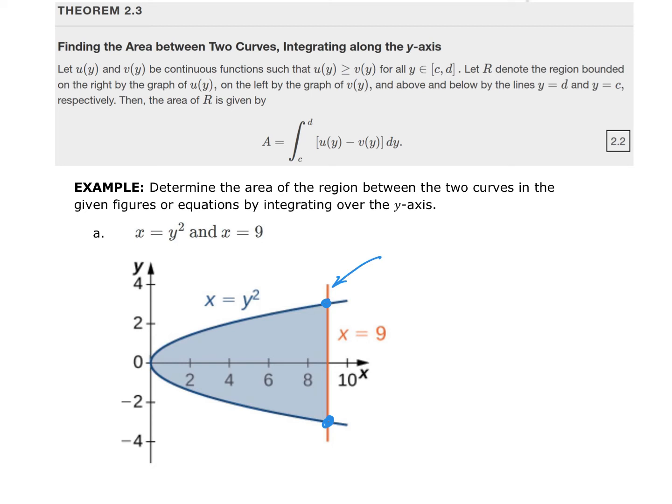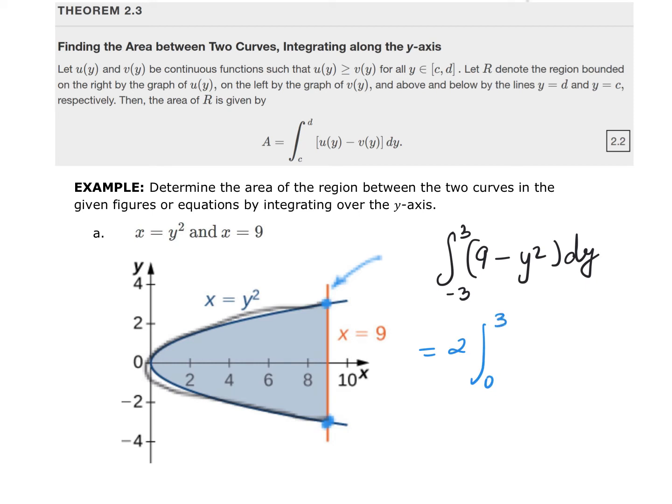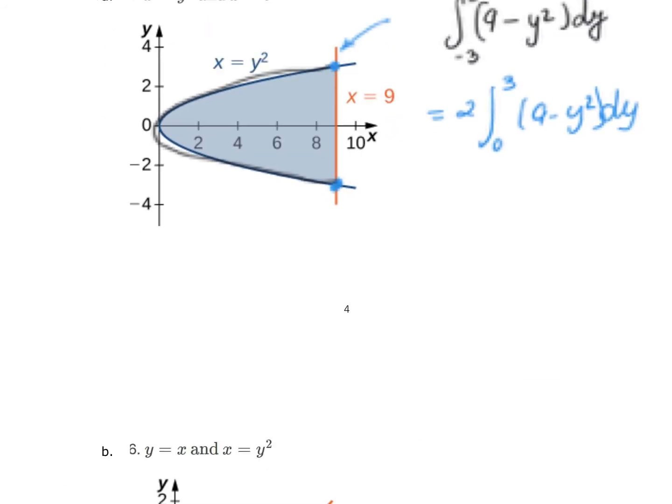This x is equal to 9. In other words, just 9 is my upper function, and in this region, the y squared is my lower function. So I know that I'm going to integrate from negative 3 to 3. My upper function is 9. My lower function is the y squared. And I say upper and lower loosely. It's really the right and then the left. Now because of symmetry, I can really do 2 multiplied by the integral from 0 to 3 of 9 minus y squared dy. And I'll leave you to that.